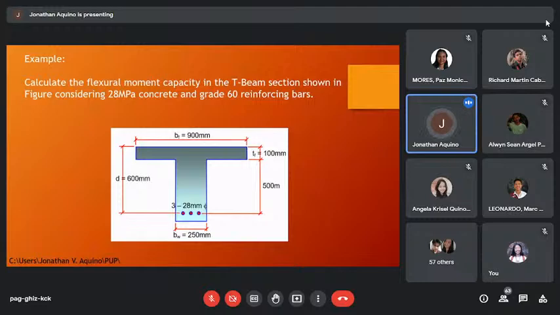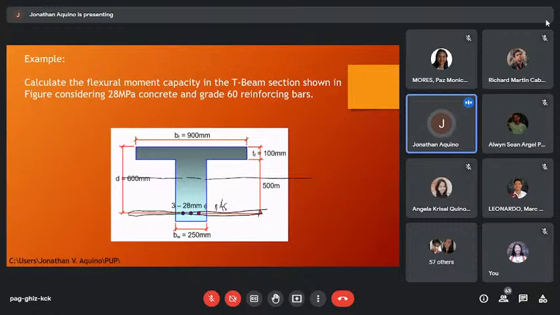So, similar to doubly reinforced and singly reinforced, the idea in determining the moment capacity of any regular section or T-beam is, again, you get the centroid. So you need to locate the centroid of the section. First, you convert this rebar into an equivalent concrete section, which is equal to n times As.